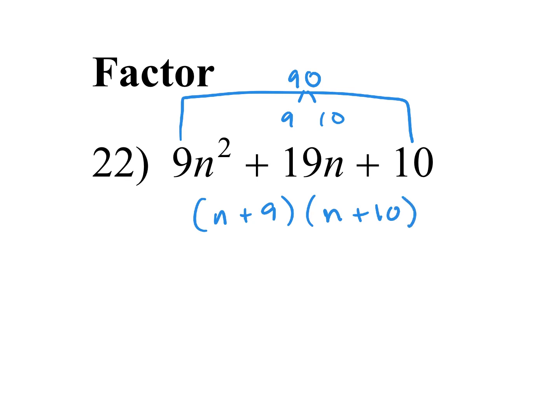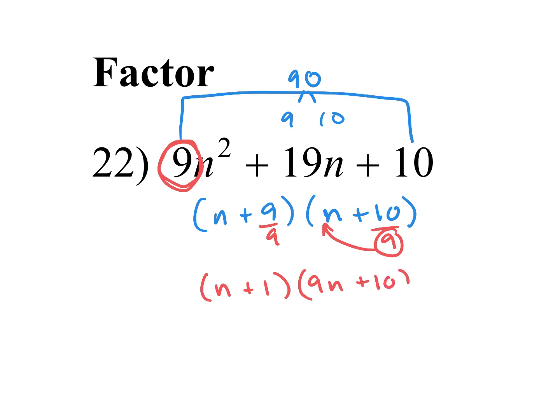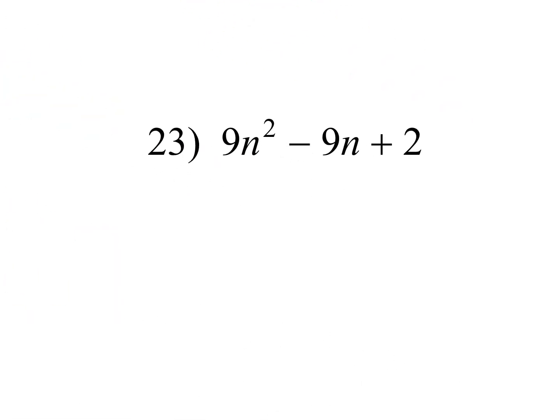Bradley, what do I have to do next? If I started by multiplying, what do I have to go back in and do? Divide. Perfect. So I divide both these by 9. So this would be n plus 1. Bradley, what happens if I can't divide them? You put the 9 in front of them. Perfect. So 9n plus 10. Any questions? All right, 23. Almost done.